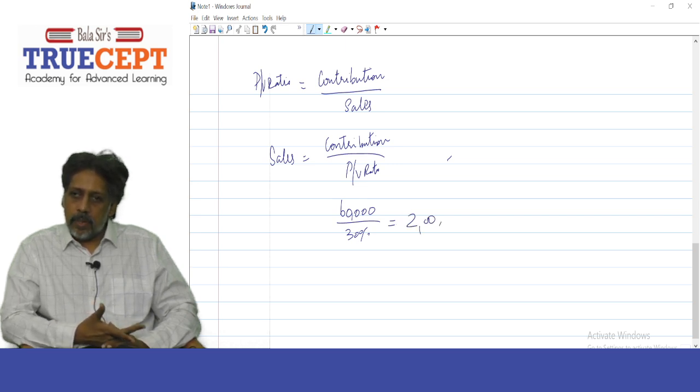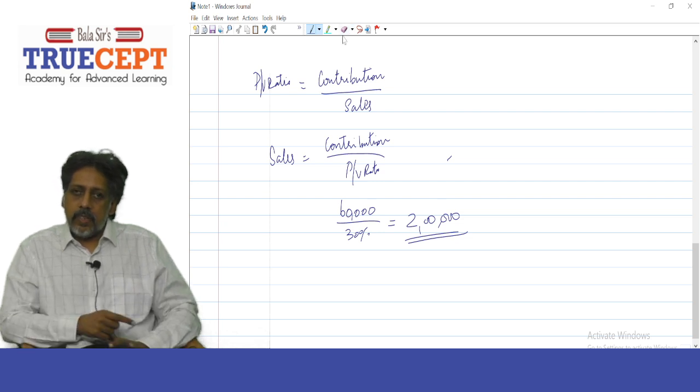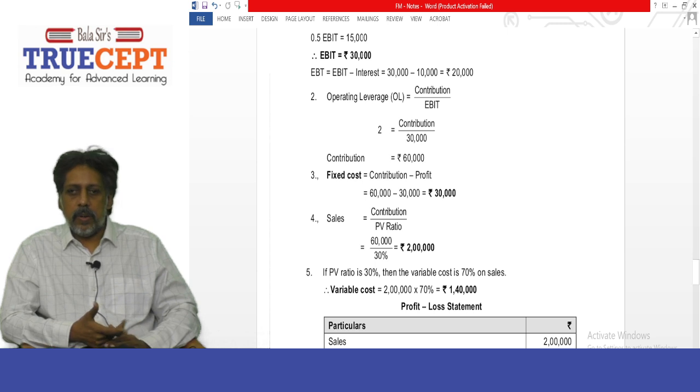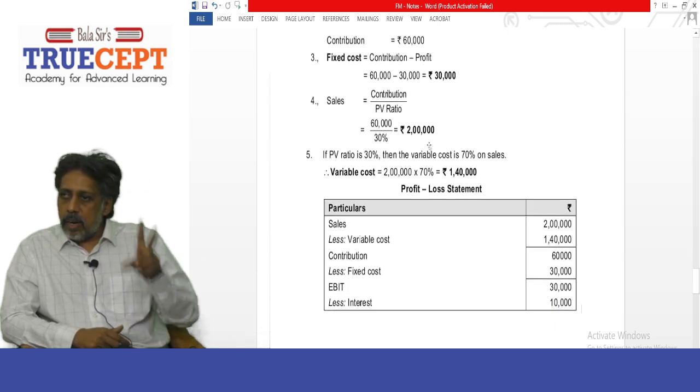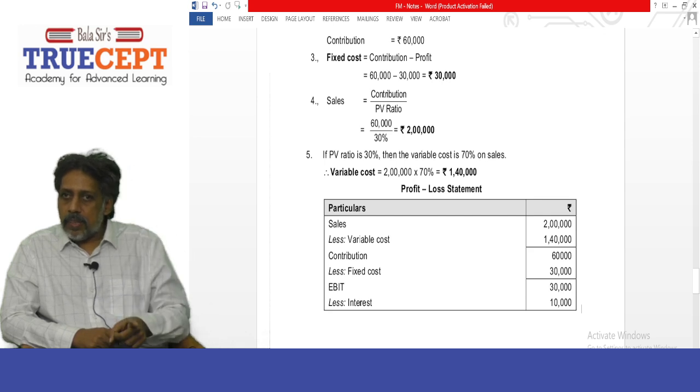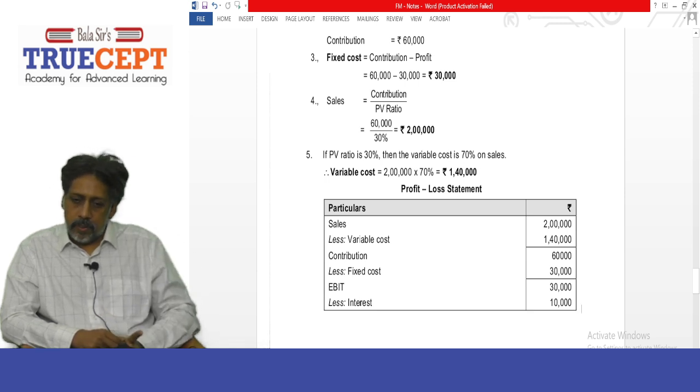Can we go back to the printed? Yes. It is 60,000 by 30%. How much do you get? Rupees 2 lakh is the sales. And we know that 2 lakh into 70% is the variable cost, which is 1 lakh and 40,000.